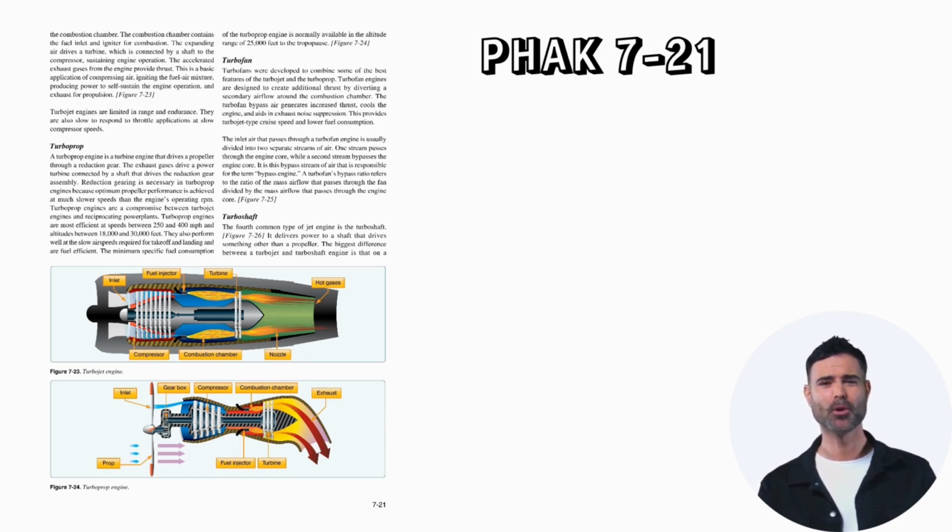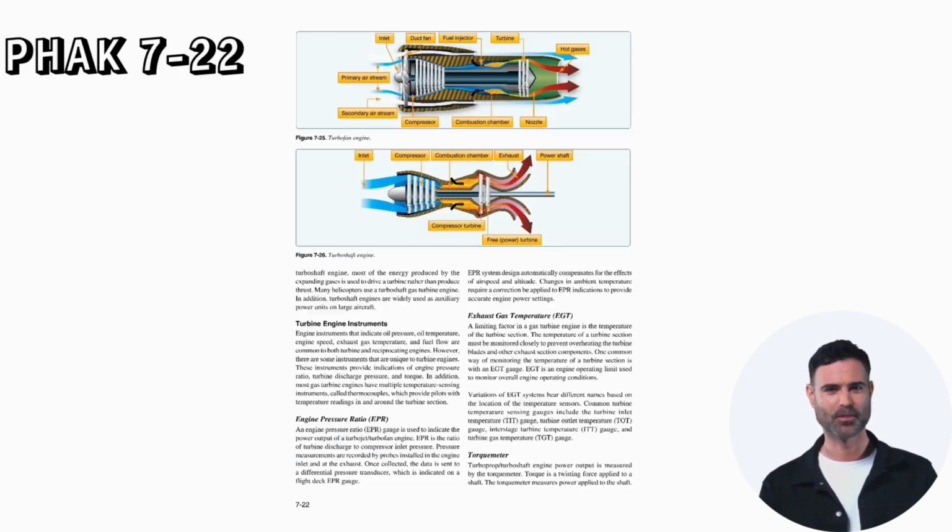Turboshaft. The 4th common type of jet engine is the turboshaft. It delivers power to a shaft that drives something other than a propeller. The biggest difference between a turbojet and turboshaft engine is that on a turboshaft engine, most of the energy produced by the expanding gases is used to drive a turbine rather than produce thrust. Many helicopters use a turboshaft gas turbine engine. In addition, turboshaft engines are widely used as auxiliary power units on large aircraft.